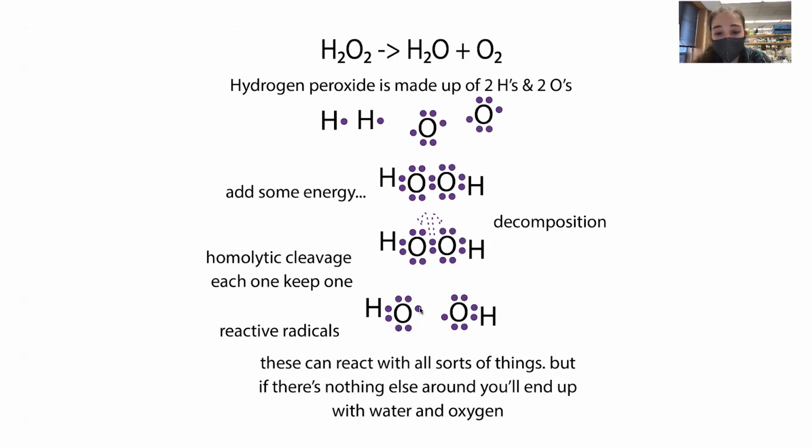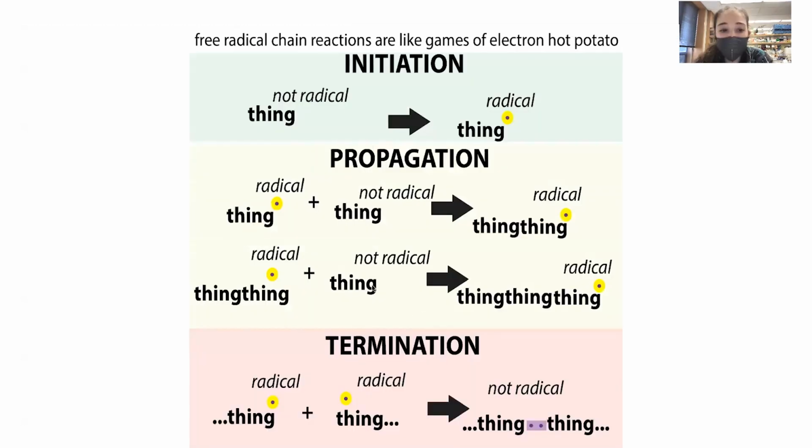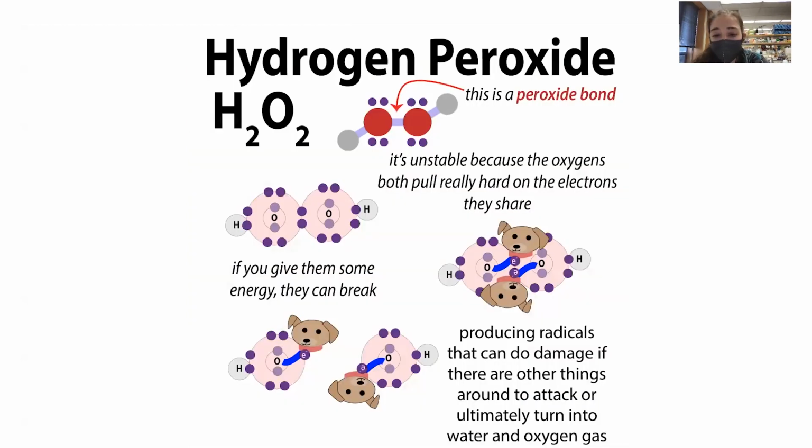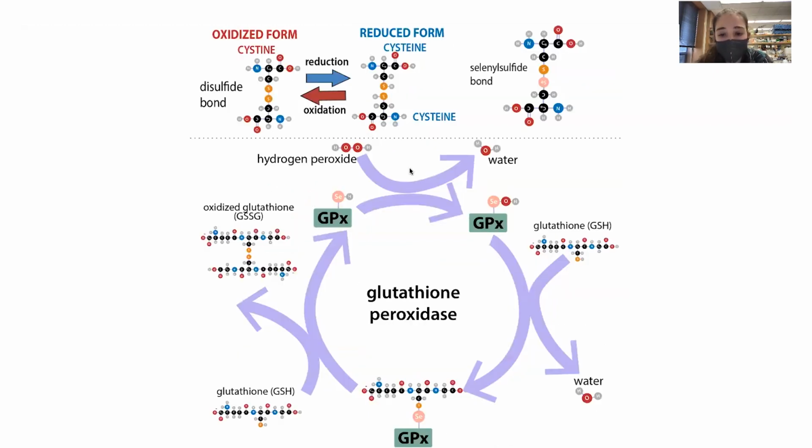So it's going to have this reactive radical. A radical is where you have an unpaired electron. And when you have a radical, you can get chain reactions of radicals, where one thing is attacking another thing, and basically you don't want that to happen. And so glutathione peroxidases are going to be able to turn this into water to neutralize the threat before it can form those radicals.